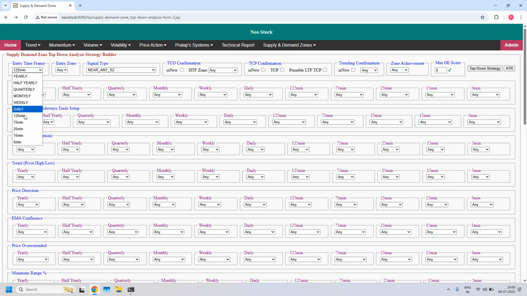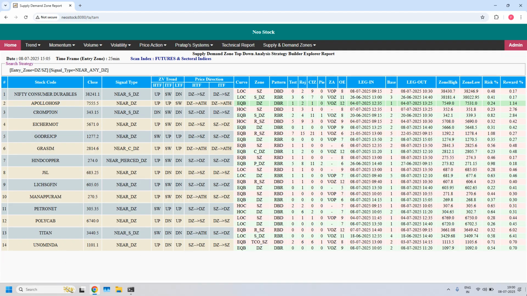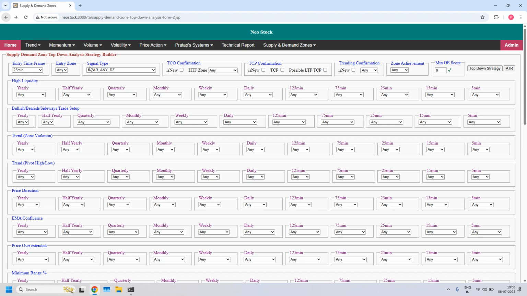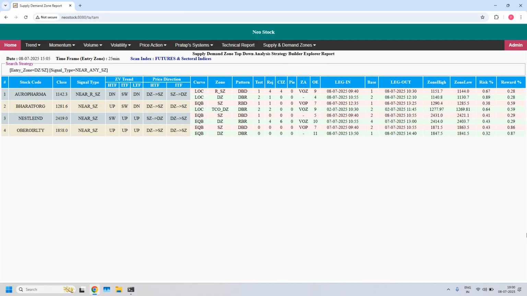Next time frame is 75, already generated, 25 minutes. Stocks near to the 25 minutes demand zone, we got 14 stocks. Next, stocks near to the 25 minute supply zone, we got 4 stocks.